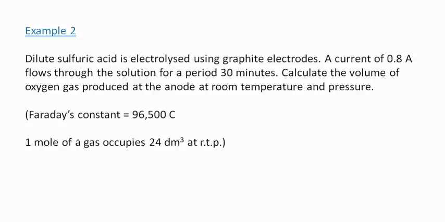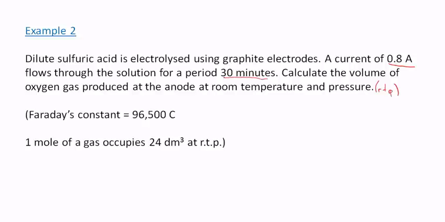So they're going to give you certain pieces of information here. We need to pay attention to the current. It is 0.8 amps. The period is 30 minutes. So we can use that to calculate the charge. And they said the volume of oxygen gas produced at the anode at room temperature and pressure. So this is RTP. Alright, so they need to tell us about RTP. So we know the Faraday's constant is 96,500 coulombs. And 1 mole of a gas occupies 24 dm cube at RTP.